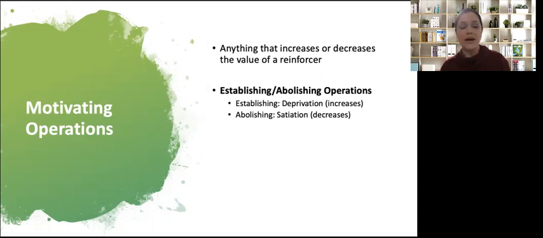So establishing happens when you're in deprivation mode, and it increases, okay? Increases your behaviors and increases the value of the reinforcer. Abolishing is the opposite. Occurs during satiation. So if you're not hungry anymore, you already ate. So you had a nice big burger and fries and a milkshake. You're now satiated, right? So now the value of food as a reinforcer decreases. It's not valuable anymore because you're not hungry. And all of the behaviors you engaged in to get the food don't occur anymore, right? They're less likely to occur because you don't want food anymore. You're not hungry, you're satiated.